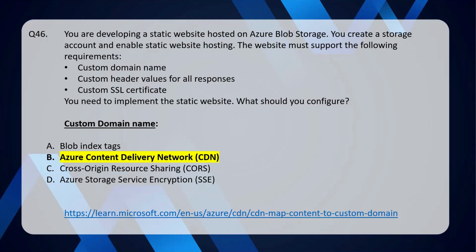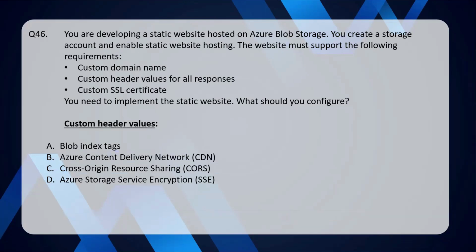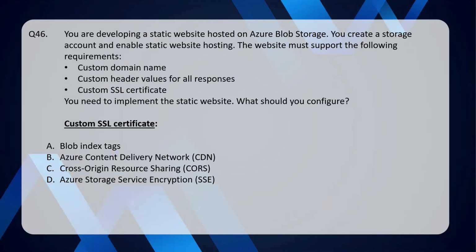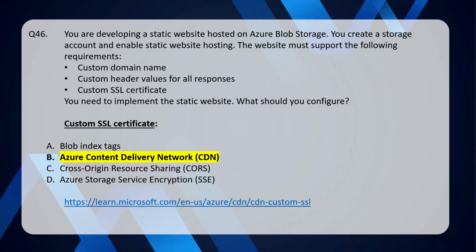Next part of the question is talking about the custom header values, and you have the same four options. And friends, here also you will utilize CDN. CDN allows adding or modifying HTTP response headers globally. Now the final part of the question is talking about custom SSL certificate. And this can also be implemented using Content Delivery Network. CDN supports HTTPS with your own SSL cert or a free managed certificate.